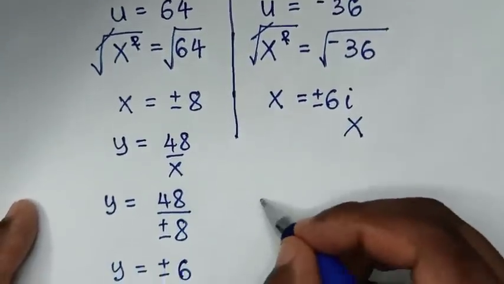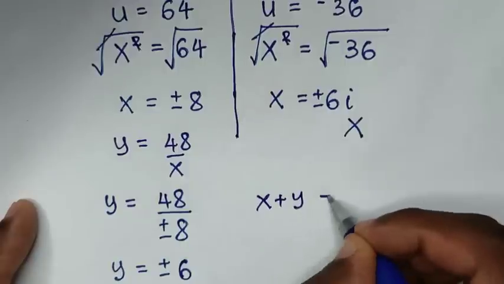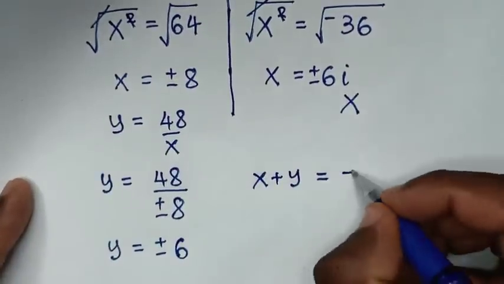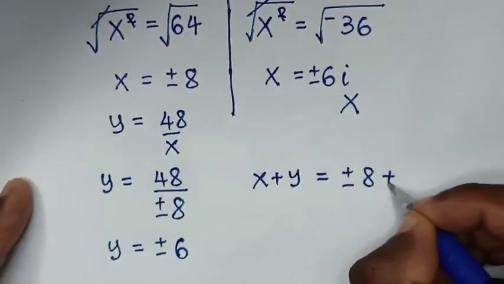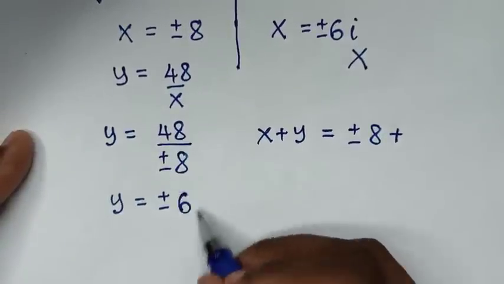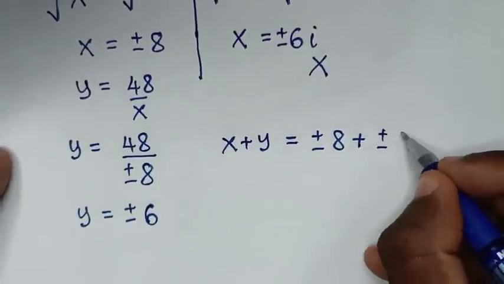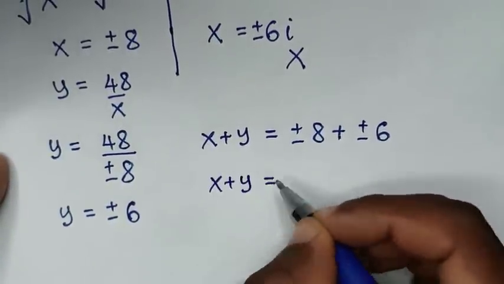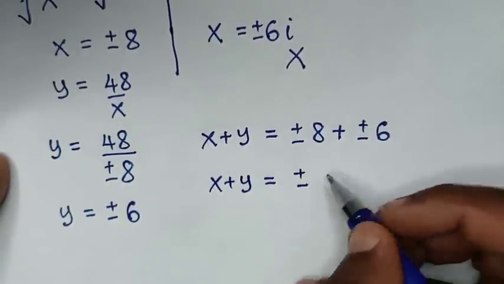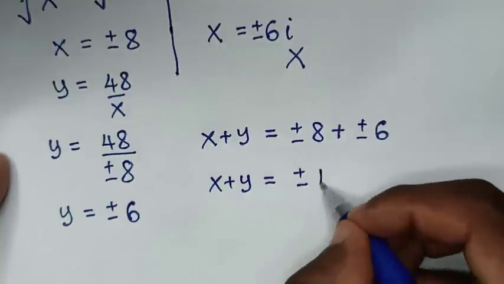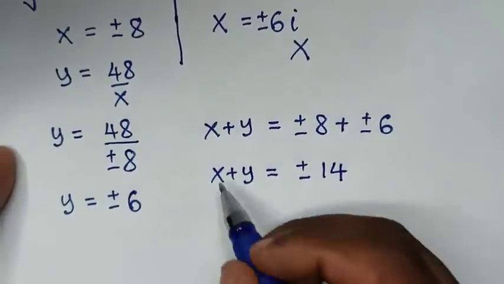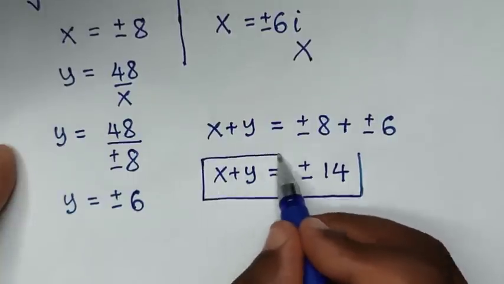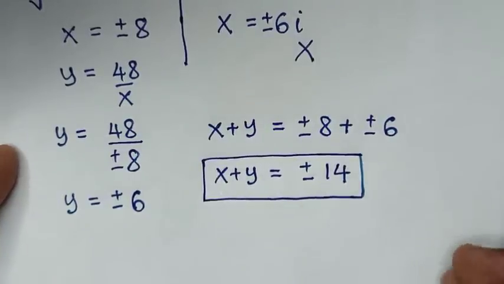Now to find the value of x plus y, it will be equal to our x, which is plus or minus 8, plus our y, which is plus or minus 6. So it will be x plus y is equal to plus or minus 8 plus 6, it is 14. Therefore, this is our final solution for the value of x plus y in this problem.